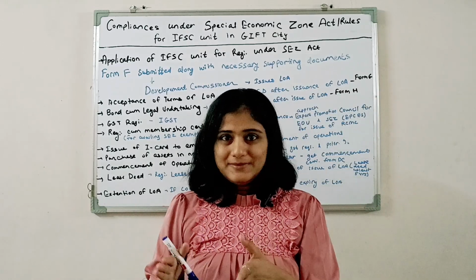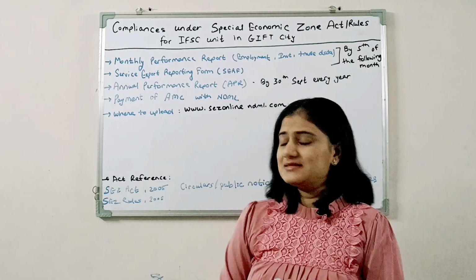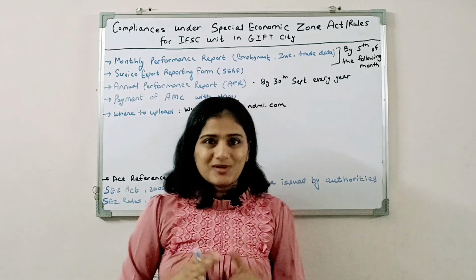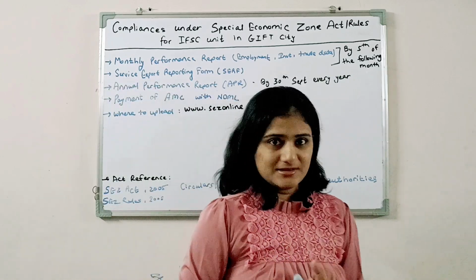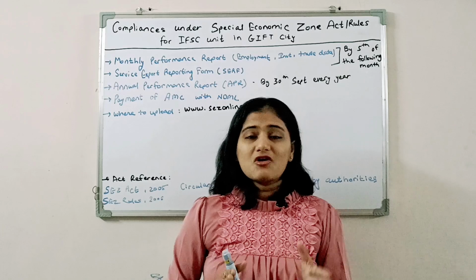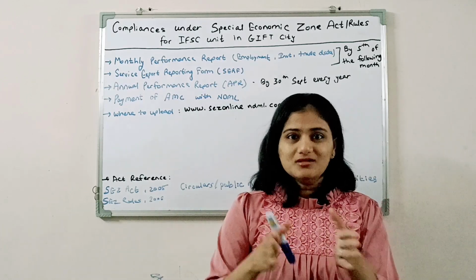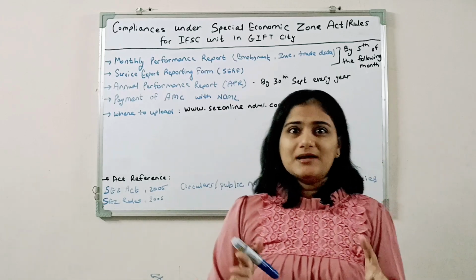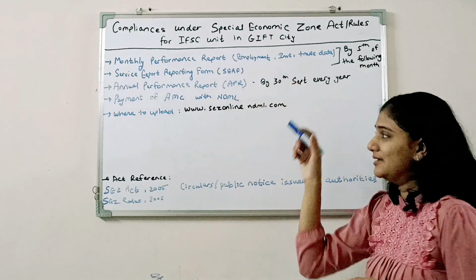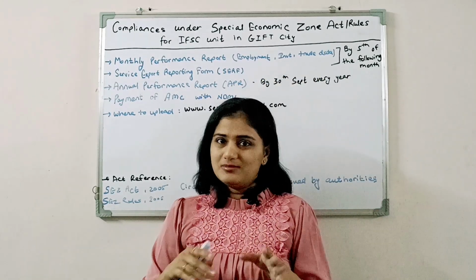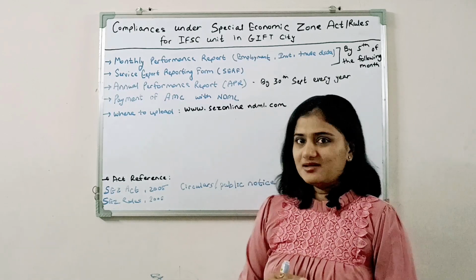Now talking about the mandatory compliances which will be on an ongoing basis. Now talking about the other mandatory compliances which are applicable to an IFSC unit. So first, the monthly performance report. It contains details of employment generated, investment made and trade data for the particular month. The trade data details are auto populated. You have to fill in the details of employment generated and investment made in the format which is available online only. You have to fill the details in that utility and finally submit the report.